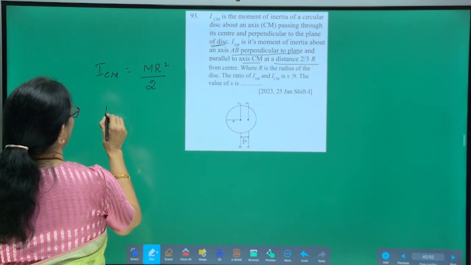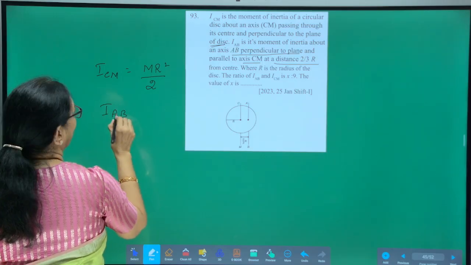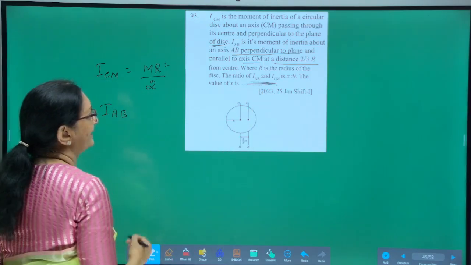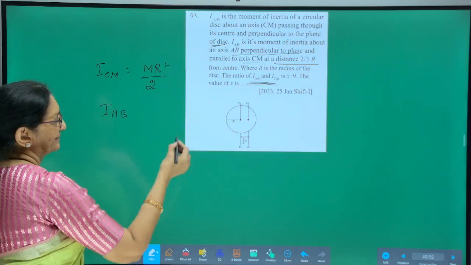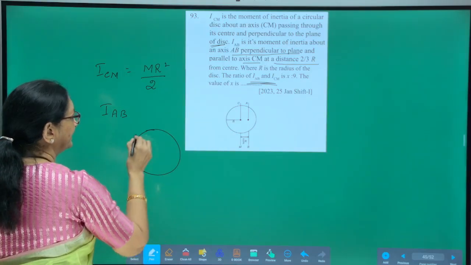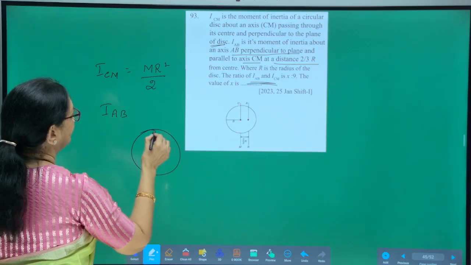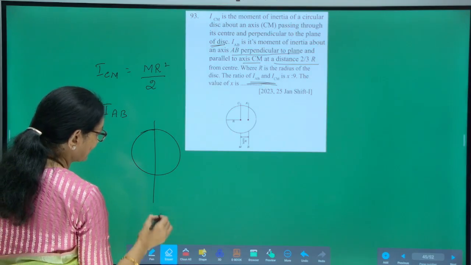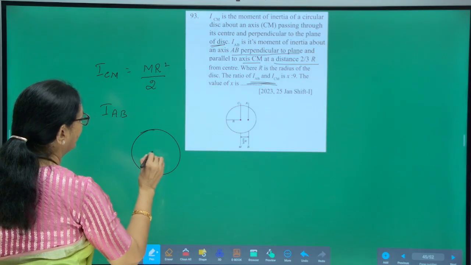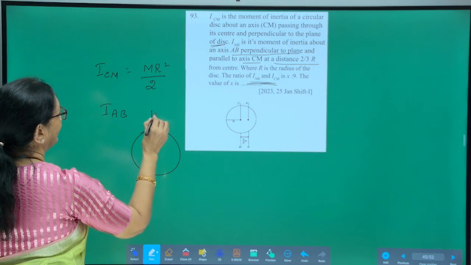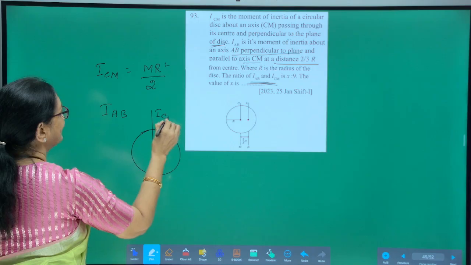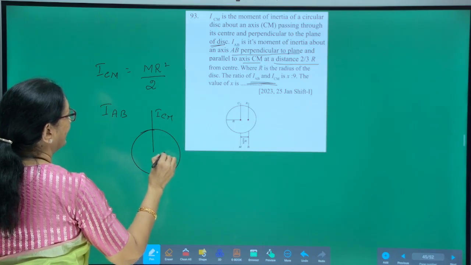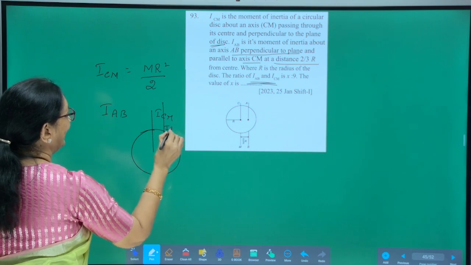So, that is given as IAB. The ratio of IAB and ICM we need to find out. Suppose this is the disk; this is the moment of inertia about an axis passing through the center perpendicular to the plane. This is given as ICM, and another axis like this is given as IAB.